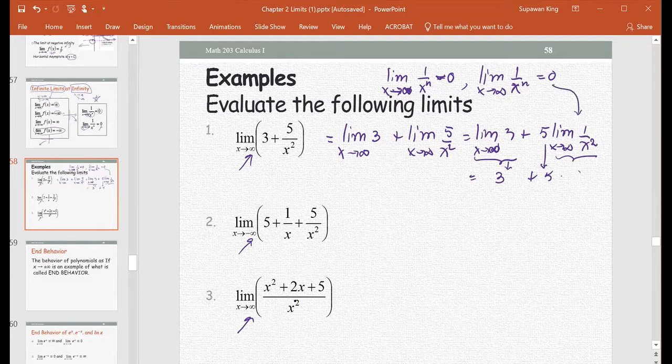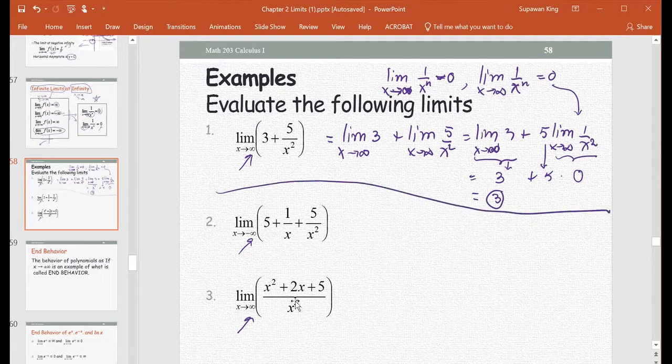So that means we're going to have 5 times 0. And the result of the first limit is going to be just 3. Okay, that's the full version of work for number 1. It's a little bit too much, right? So we can do it real quick by noticing the terms.